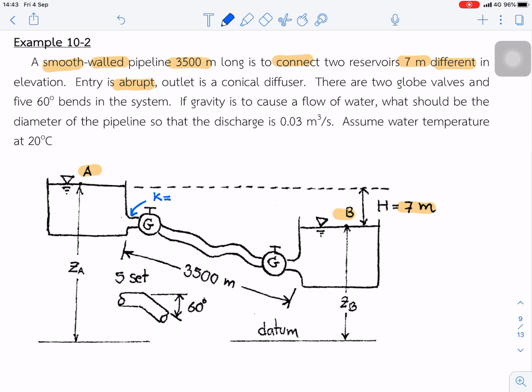we can find K for abrupt entrance. The outlet is conical, so this is the outlet. And there are two globe valves and a 60-degree bend in the system. That is a globe valve, and this is a bend.